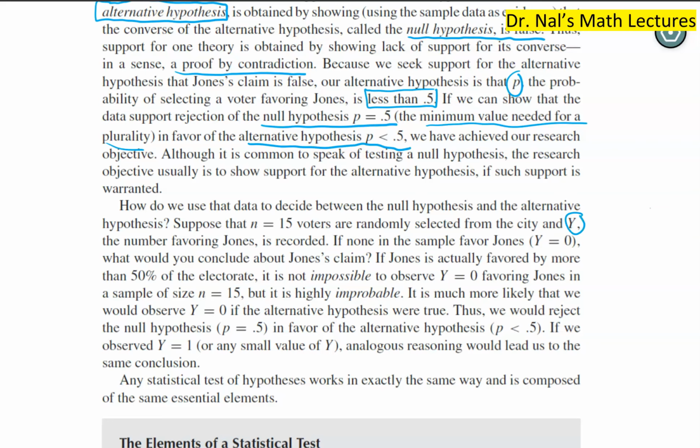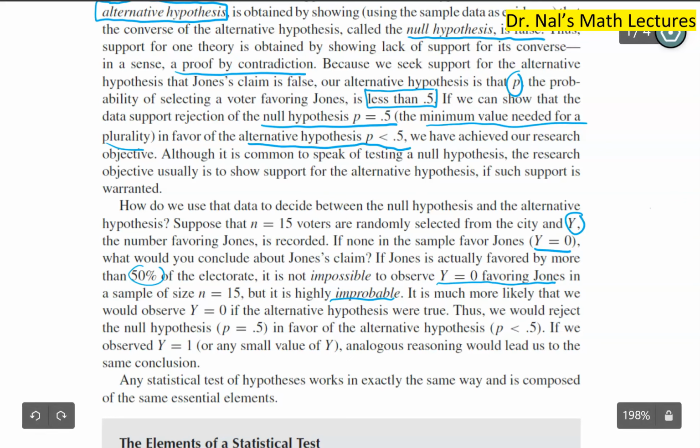So here is the question. If none of the sample favored Jones, so you ask those 15 people and none of them favor Jones, what would you conclude about Jones's claim? Do you think Jones's claim is right, that he will get at least half of the vote? I doubt it, right? So we will see. If Jones is actually favored by more than 50% of the electorate, it is not impossible to observe Y equals 0 favoring Jones in a sample of size n equals 15, but it is highly improbable.